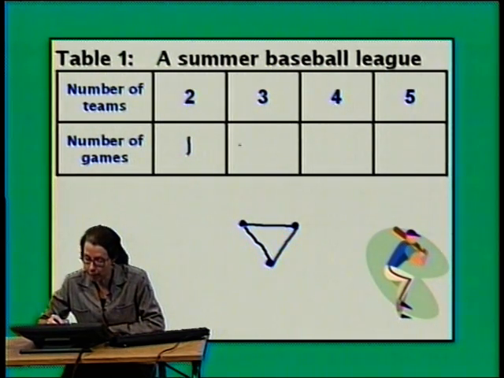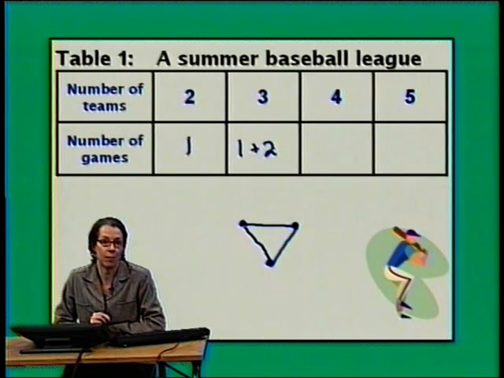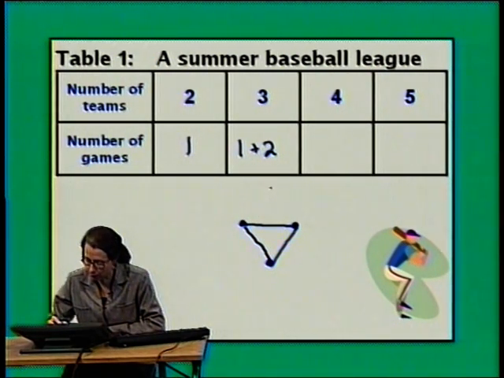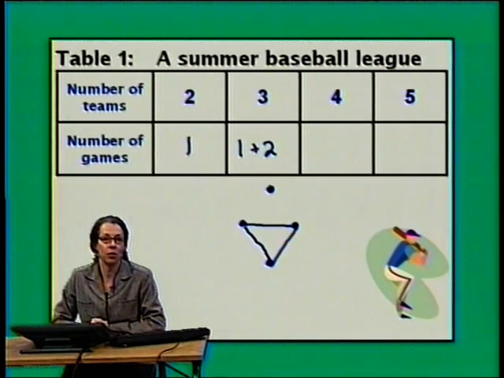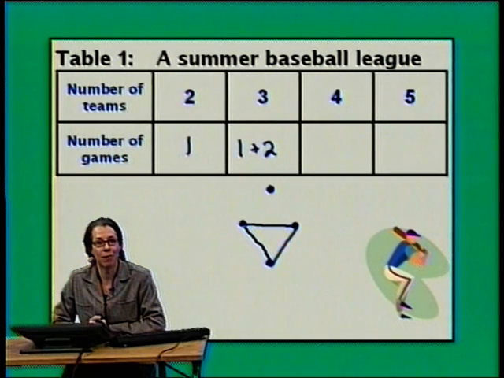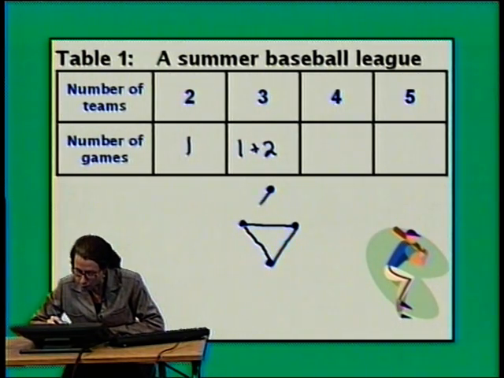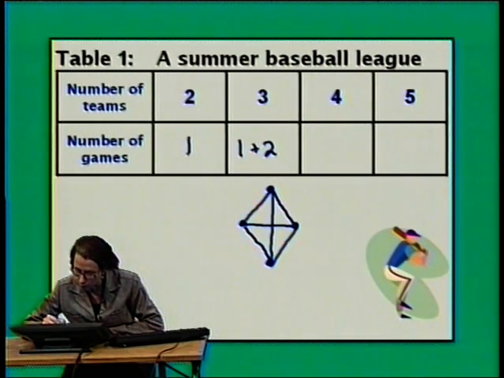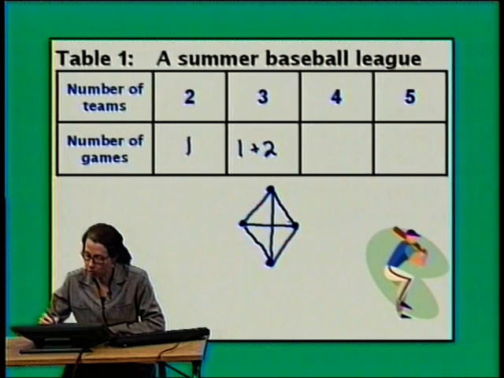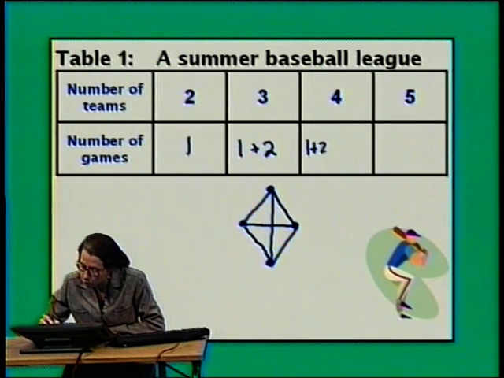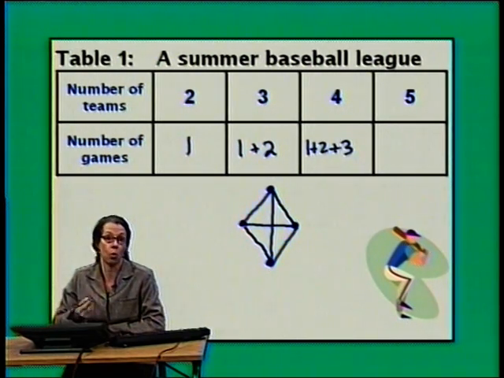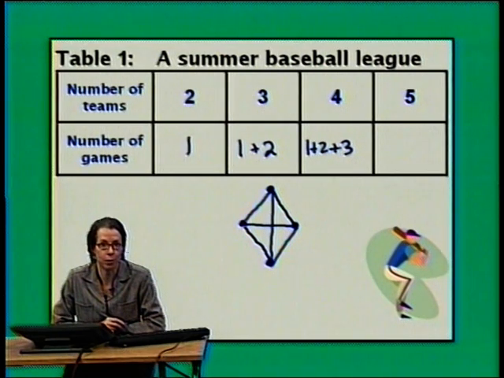Altogether, there are 3 games, but we're adding 2 more games to the game that was played with only 2 teams. What if there are 4 teams? Well, adding this new team, it's going to have to play each of the other 3 teams that were already there. So we need to play 1, 2, 3 more games. So we have 1 plus 2 plus 3 games, or 6 games altogether.